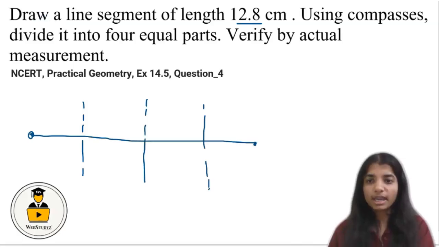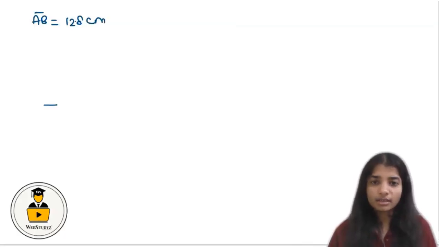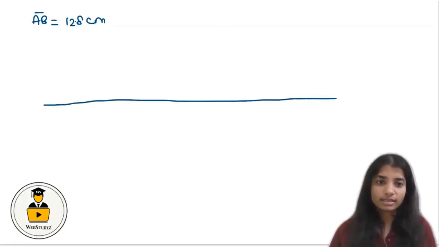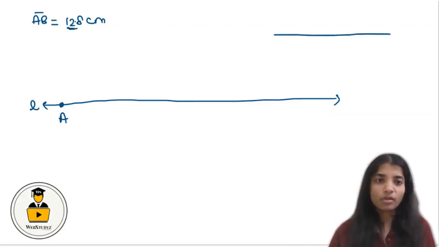Now let us consider our line segment is AB, whose length is given to us, which is equal to 12.8 centimeter. So AB is equal to 12.8 centimeter. Now we are roughly drawing a line from here. So let's say this is our line L, and let's say this is the point A. We have to draw a line segment AB whose length is 12.8 centimeter. Now we are going to use the ruler and the compass.